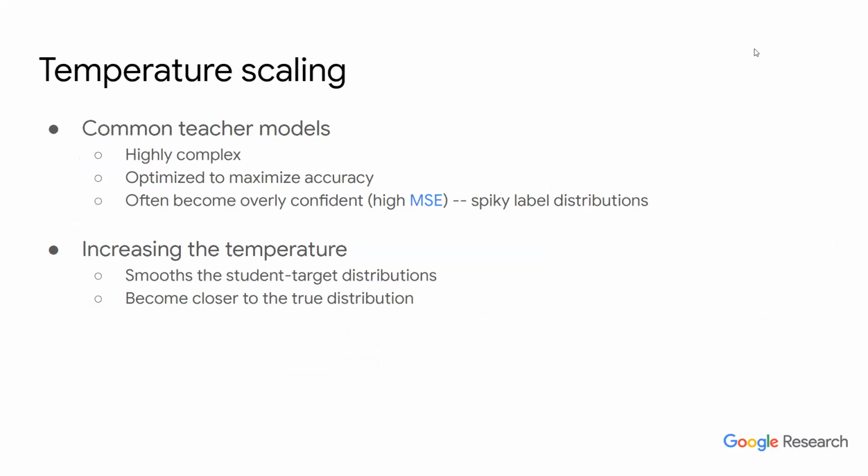Okay, temperature scaling, I think I mentioned it previously. Usually the teacher models are highly complex and optimized for maximum accuracy, and they often become overly confident. The prediction can be really concentrated on one label and nothing else, and that can give a high MSE, which is the gap between P star and PT. Increasing the temperature can prevent that somehow. So this is probably why using a high temperature works nicely during the distillation process. Okay.